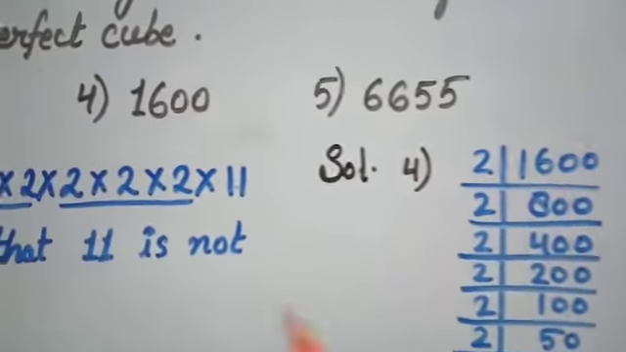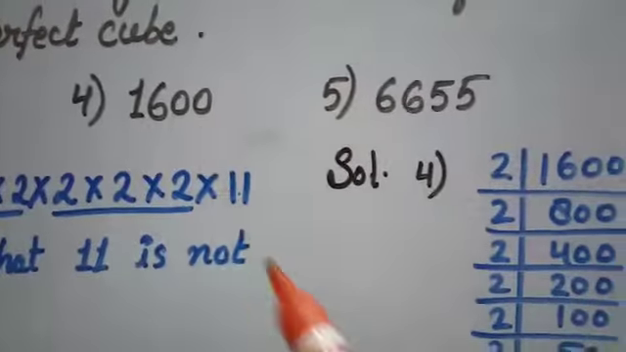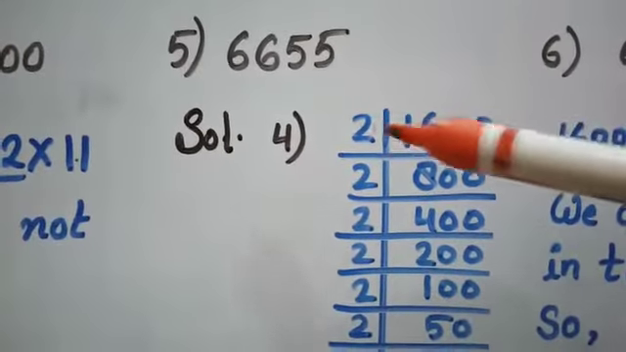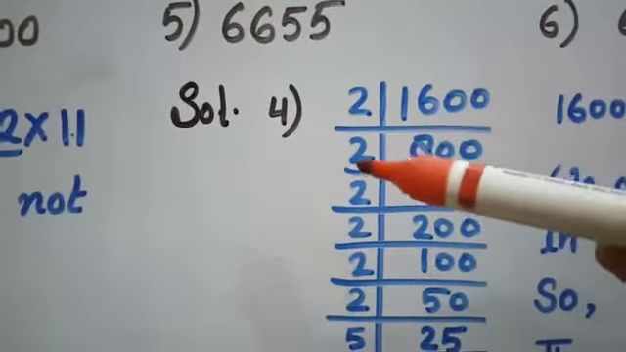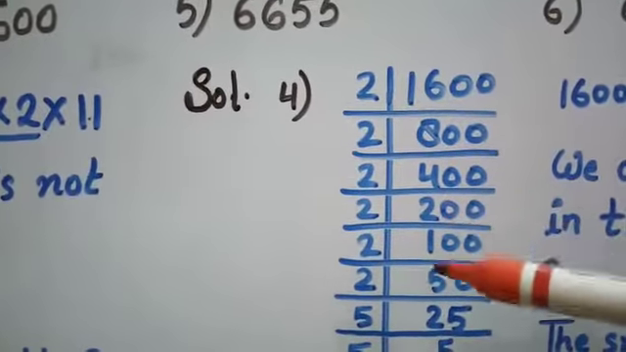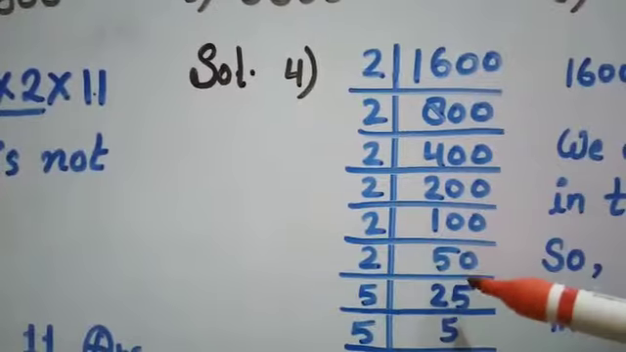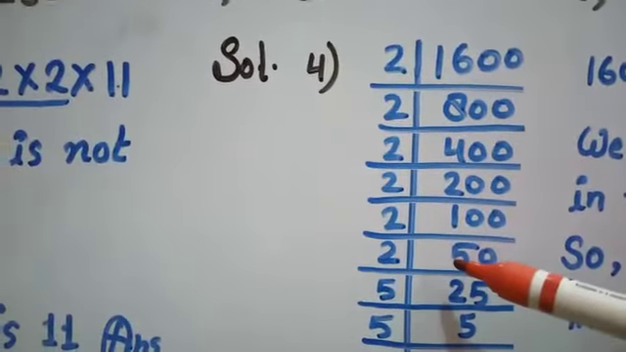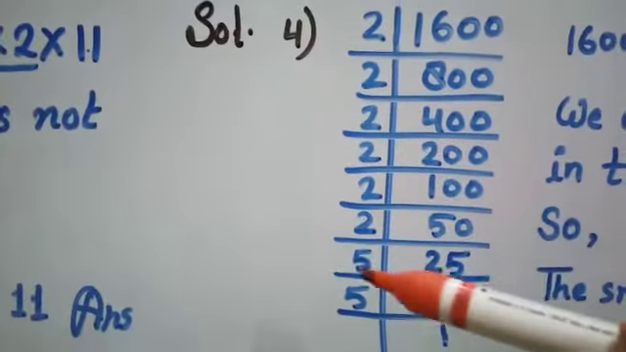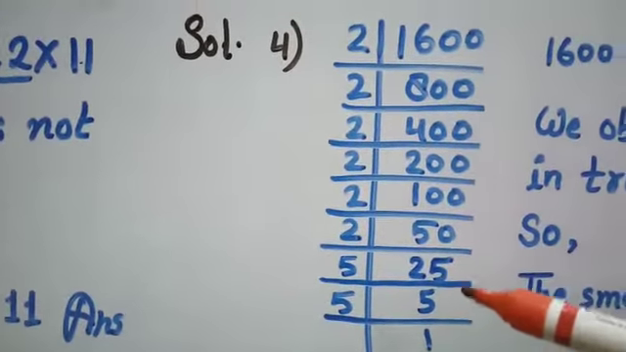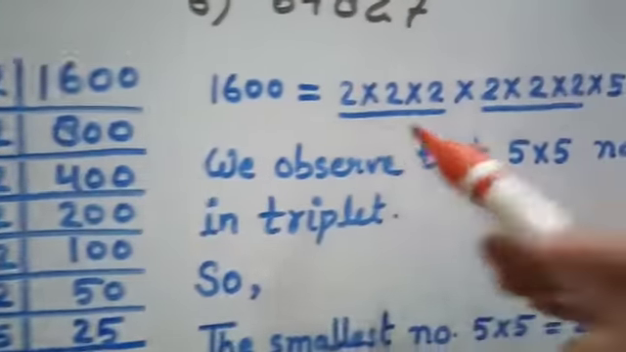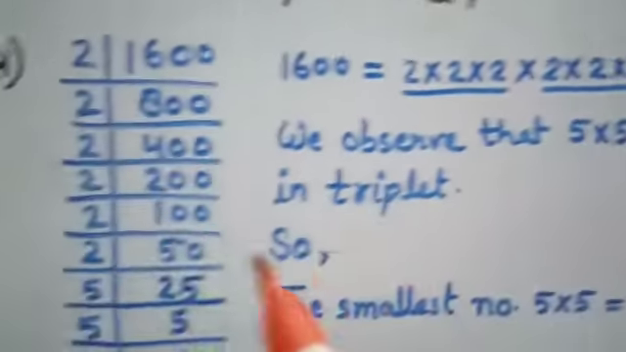Now we will solve fourth part of this, 1600. We will do prime factors of 1600. 2 8s are 16, 2 4s are 8, 2 2s are 4, 2 1s are 2, 2 5s are 10, 2 2s are 4, 5 5s are 25, 5 1s are 5. So prime factors of 1600 equal to 6 times 2 and 2 times 5.